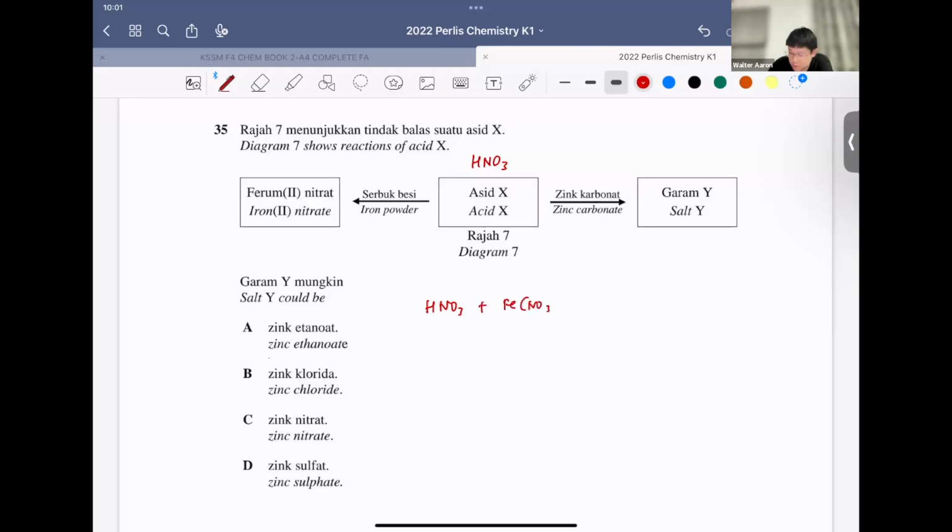In this case, it will be iron 2 nitrate. Hey, where's the iron powder to get iron nitrate? Sorry, I'm a bit confused. So then what you'll get is very simple. You'll get iron nitrate, which is FeNO3.